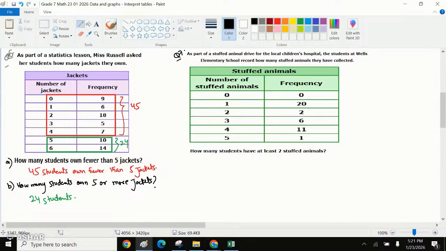20, okay, so 20 was the highest frequency and the lowest would be the 0 over here.